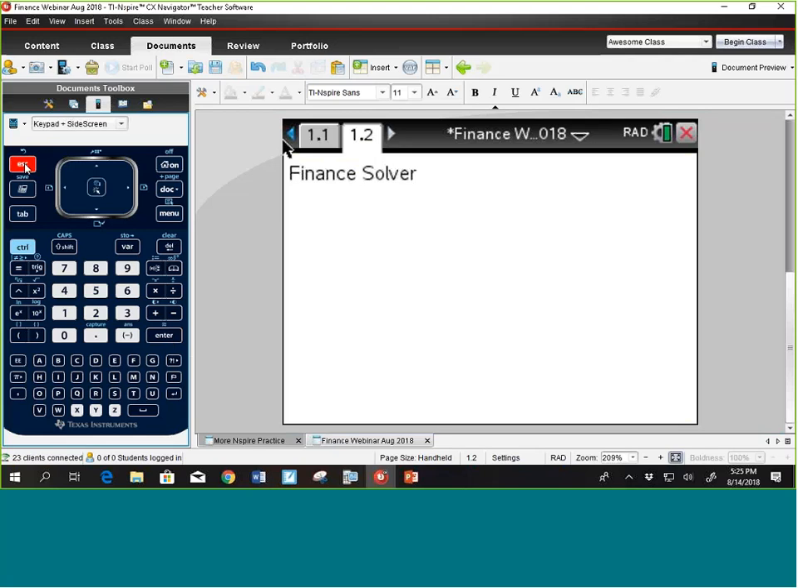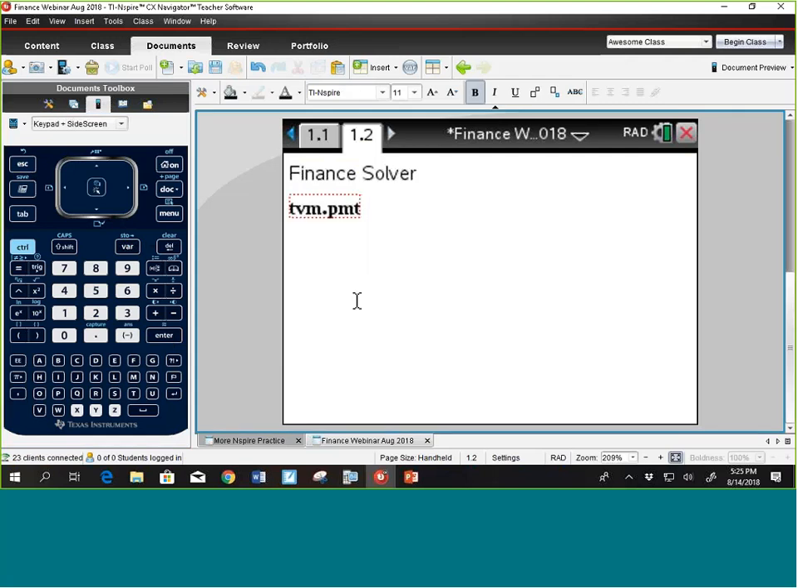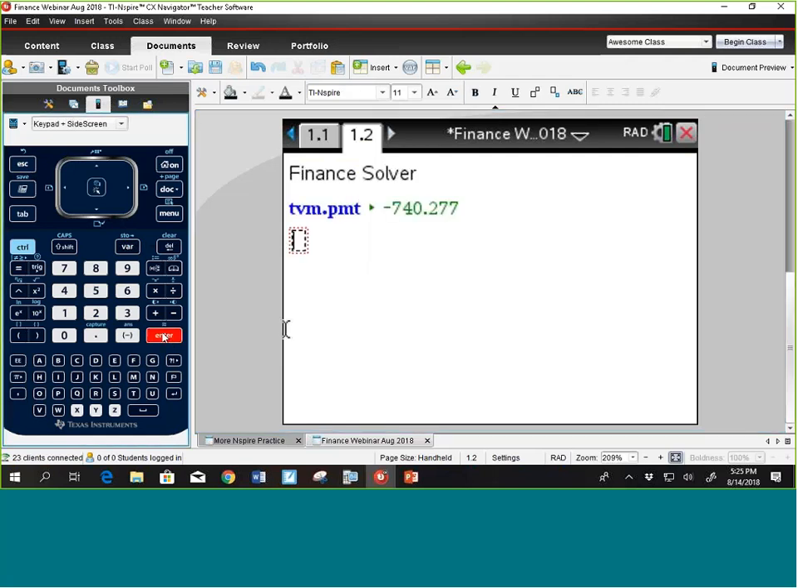And so what is it that I want to see? Well, I'm going to go to my variable key here, and I want to see what is my payment going to be. So I can come over here and then time value money, this is my payment. And if I push enter here, that's going to show me my payment.